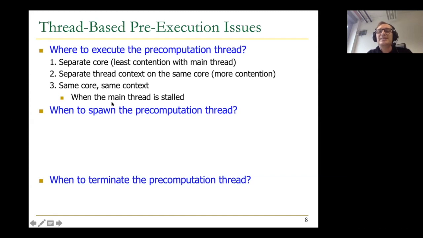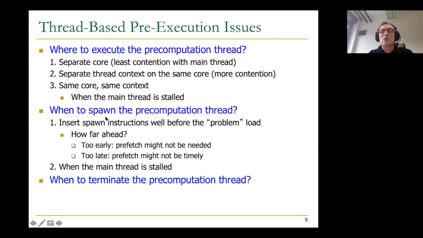But this is actually taking advantage of the idle cycle. So I think this number 3 is a clever idea. But the downside in number 3 is whenever the main thread is not stalled, you do not execute. As a result, you have limited time for prefetching. In a sense, your prefetching distance is limited. Keep that in mind. So prefetching distance and degree also apply to thread-based pre-execution if you imagine it the right way. When to spawn the pre-computation thread, this is very important.